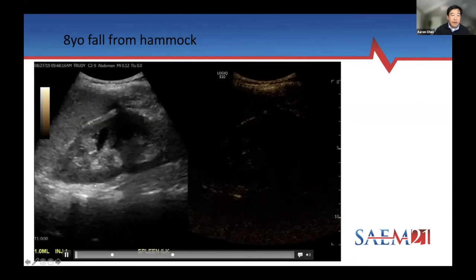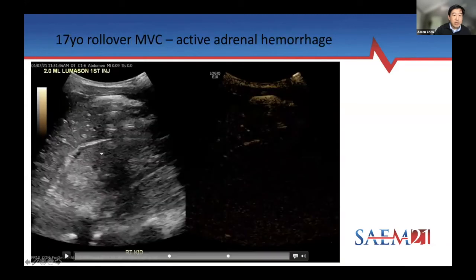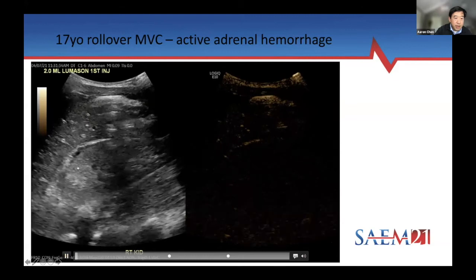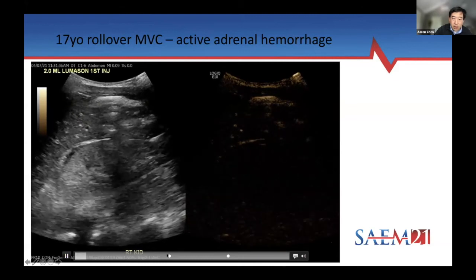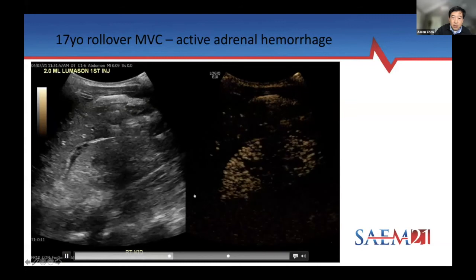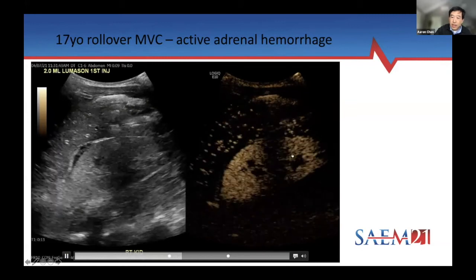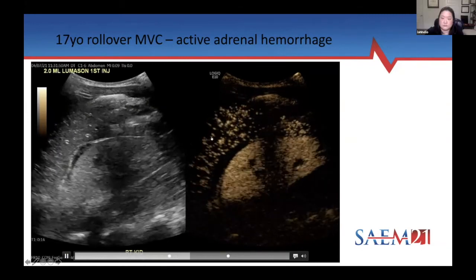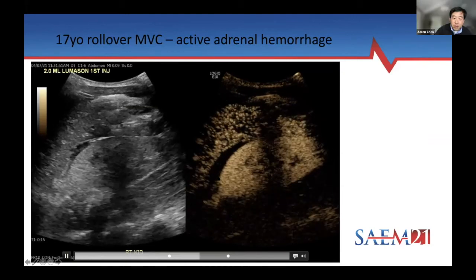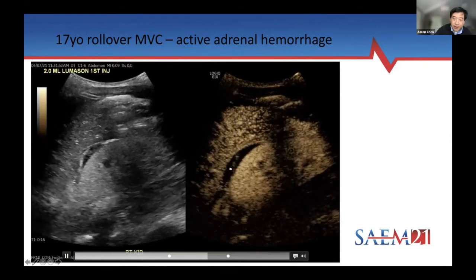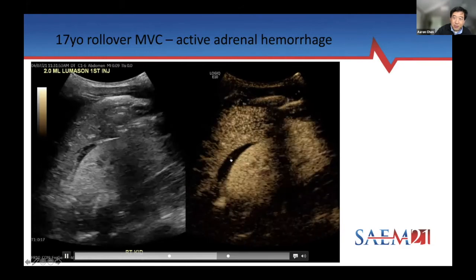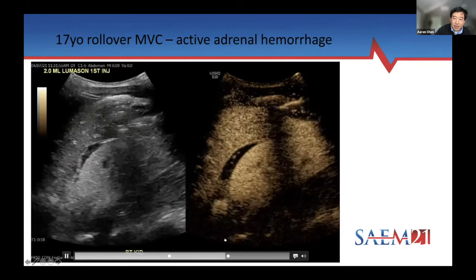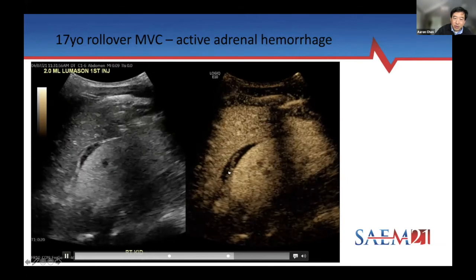And this was a very recent case, a 17-year-old who had a rollover MVC, and you can see has a positive FAST. You can see this area of fluid here. This is the liver and the kidney. As we inject, you can see the right kidney is enhancing nicely. The liver is enhancing nicely. And then if you look closely, there are little bubbles of air going into this area in Morrison's pouch. So this is an active adrenal hemorrhage that you can actually see.